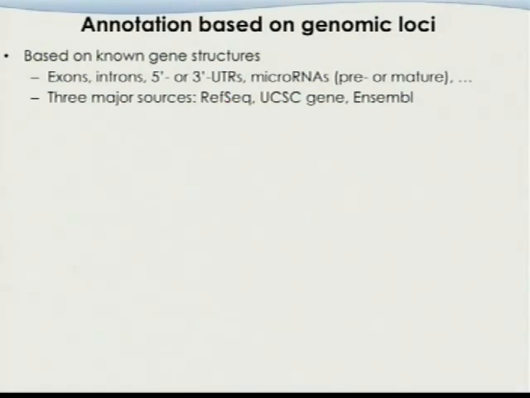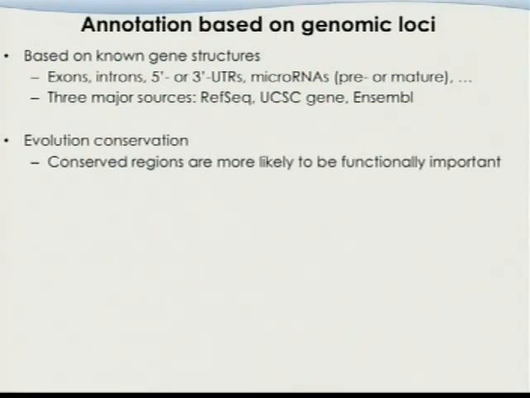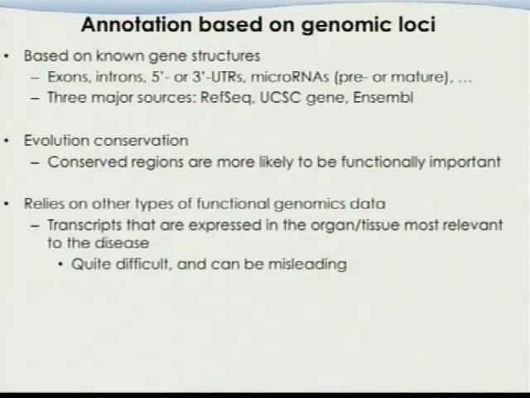And there are three major sources: RefSeq, UCSC gene, and Ensembl databases. Those are three major databases you want to go through. Also, for the genomic loci part, it can be the evolutionary conservation. Some people suggested, and it's very reasonable, that conserved regions are more likely to be functionally important. And that information is readily available in the UCSC genome browser, or other sources.